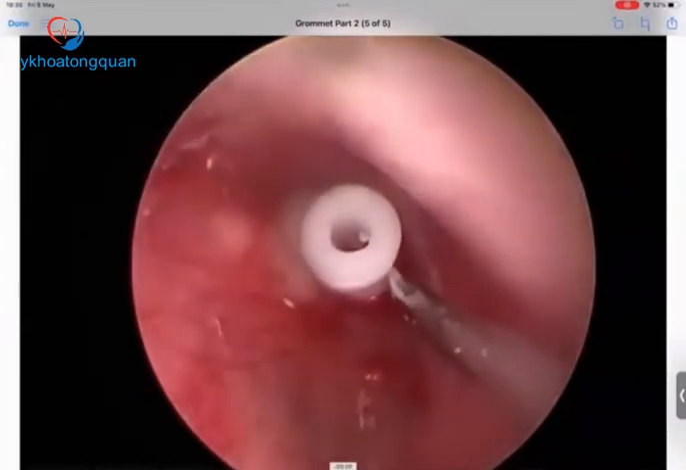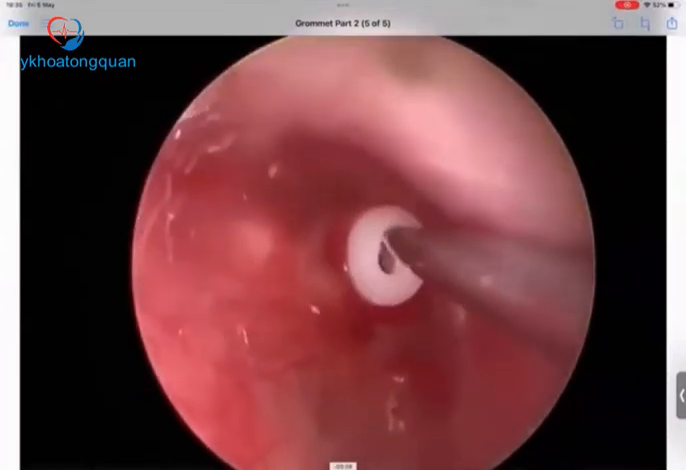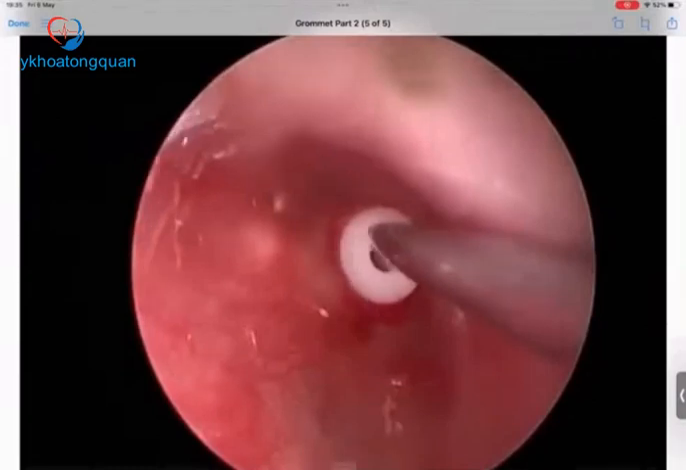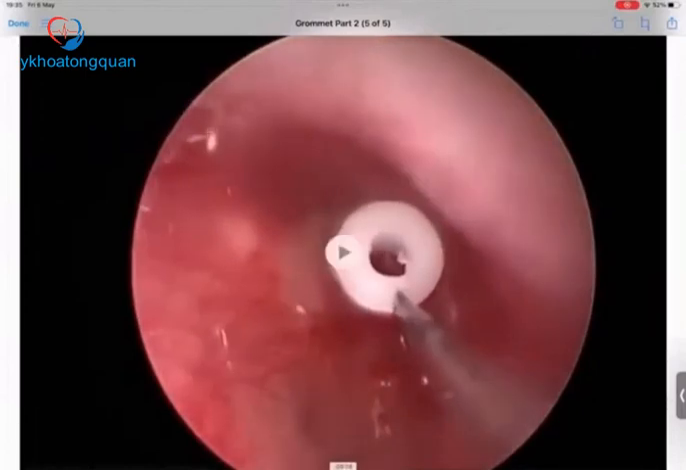Now, this grommet will be there for a few months, and you need not remove it. Nature will remove it. Till that time, the child must avoid the entry of water in the ear. No swimming, no shower. Take a bath with cotton in the ear. No water should go in the ear.